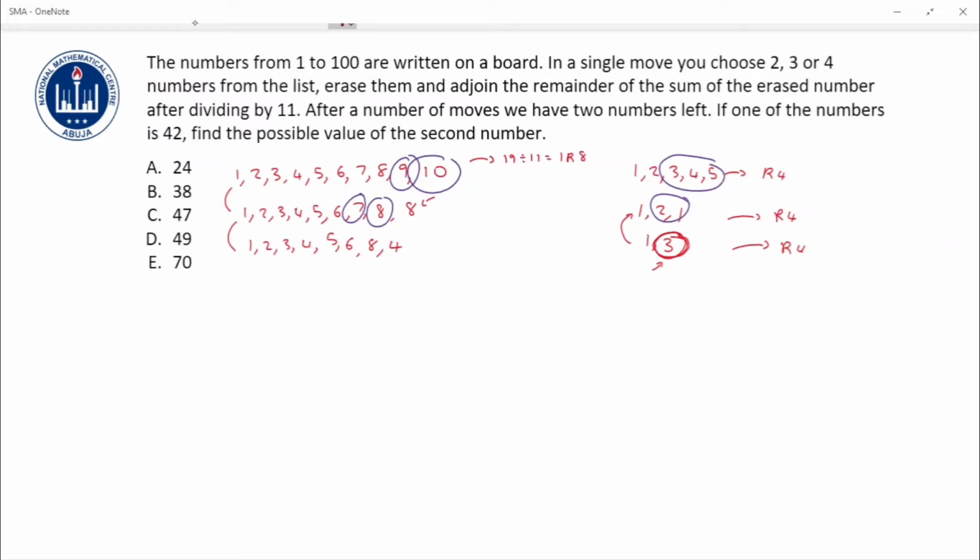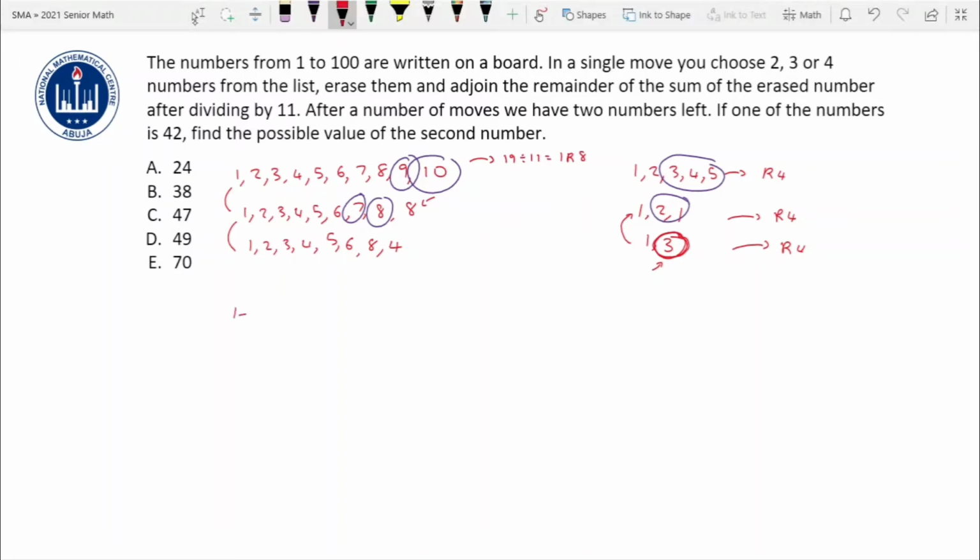If you add numbers from 1 to 100, 1 plus 2 plus 3 up to 100 will be 100 times 101 divided by 2, which is 50 times 101. So we want to know what this will be equivalent to in mod 11. So 50 times 101, let's write that here. 50 in mod 11 is 6, right? Since 50 is 44 plus 6. So instead of 50, we're going to write 6.